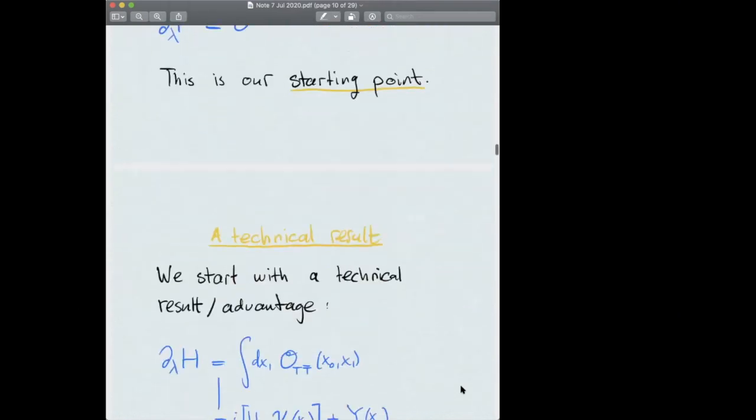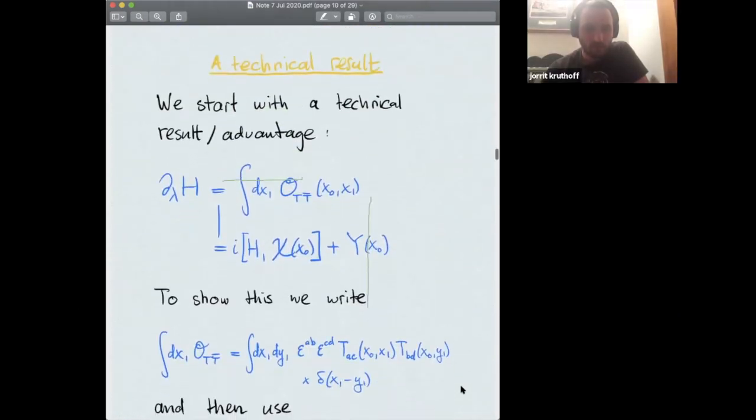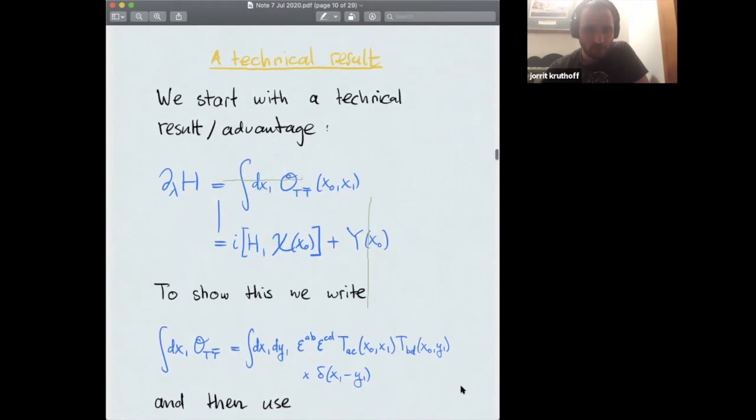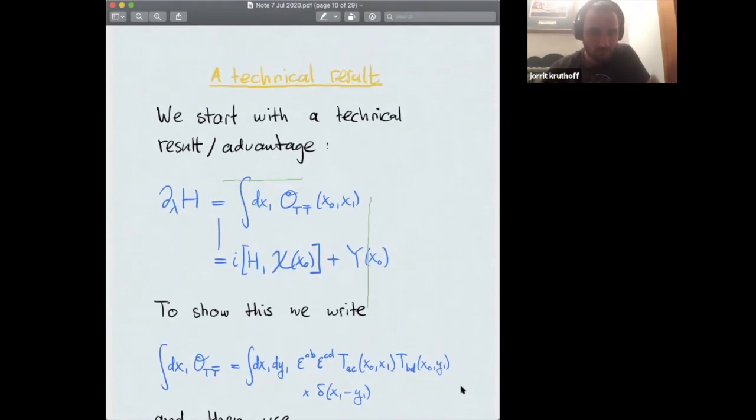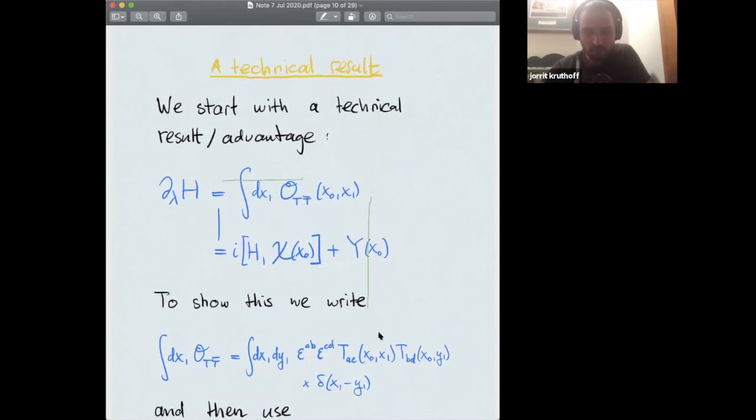Okay, so that is our starting point. Oh, now there's green stuff on my screen. I didn't draw that. Oh, can I get rid of that?